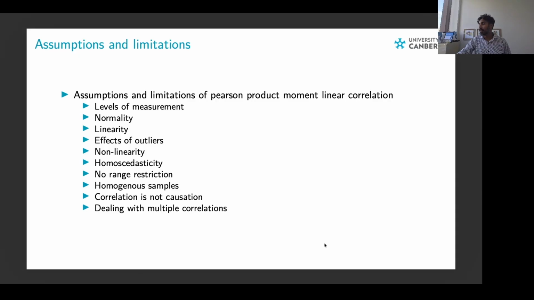Okay, excellent. So what we're going to do now is look at assumptions and limitations of using Pearson product moment linear correlation. So here is the list of assumptions that we need to consider, and also limitations when it comes to using Pearson's product moment correlation. We have to ask ourselves, what are the levels of measurement? The normality of the data, is it linearly related? The effects of outliers, nonlinearity, homoscedasticity, no range restriction, homogeneous samples, correlation not causation, and dealing with multiple correlations. So we'll cover all of this right now.